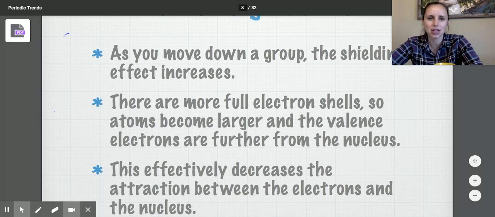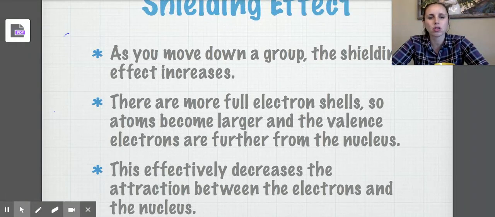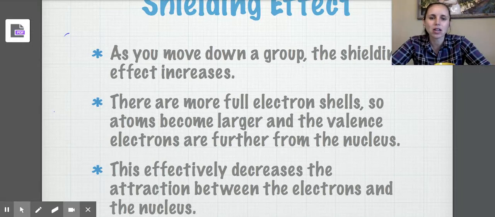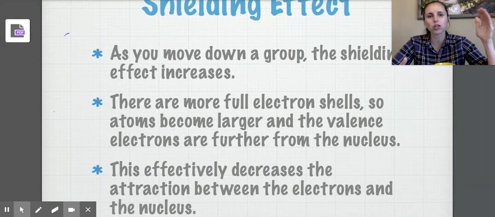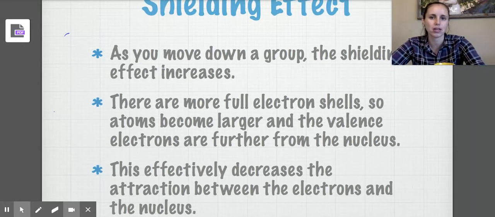That means that the electrons are going to be further from the nucleus. So those outside electrons are going to be further away from the nucleus, further away from the positive core. Since those outside electrons are further away from the positive core, that means they're going to be less attracted, right? If they're further away, and also if there's more shells in the way shielding that positive charge, it means that those outside valence electrons are going to be less attracted to that center, to that positive core, to that nucleus.